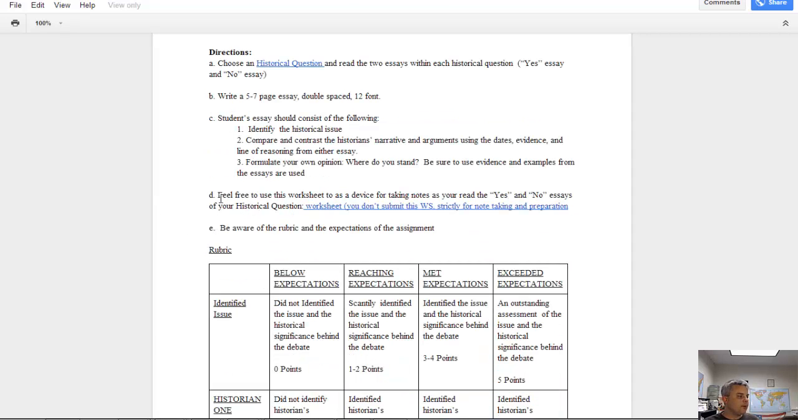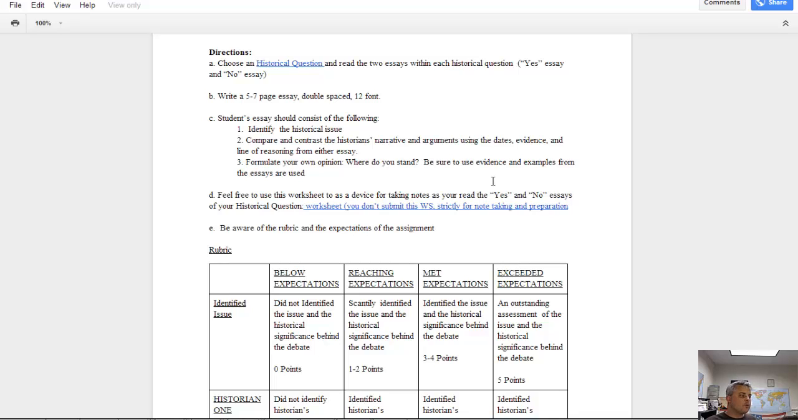And then you want to come in, compare and contrast the historian's narrative and argument. So you want to identify what the historian is arguing, more than just yes to the question. You want to see what the specifics of their argument is. And then how do they support that argument with the narrative that they create within their essay? In other words, you want to identify the dates that they use, the evidence that they're using, examples, etc., right, from either essay.